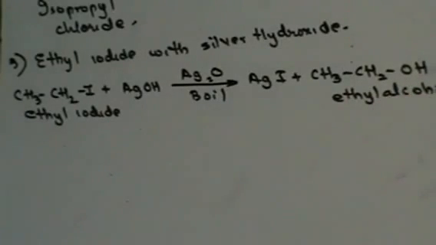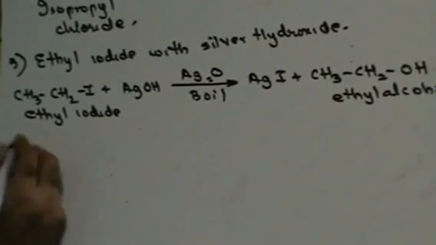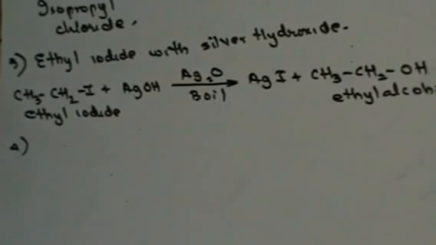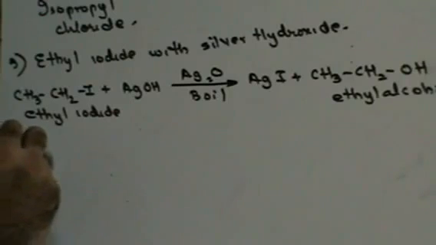Fine. So this was substitution reaction we've done using aqueous alkali. You use potassium hydroxide, you use silver hydroxide. You could also use potassium cyanide as an alkali. For example, what would happen when methyl bromide reacts with alcoholic potassium cyanide?